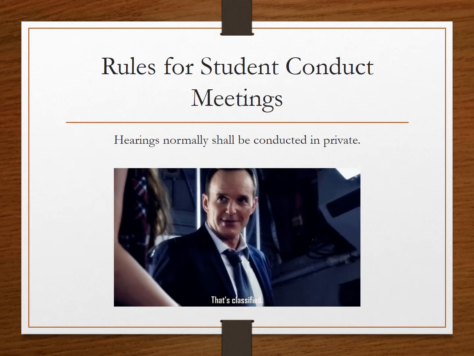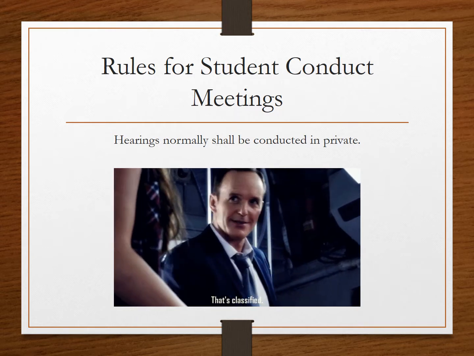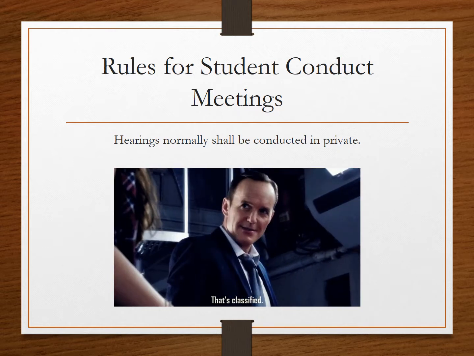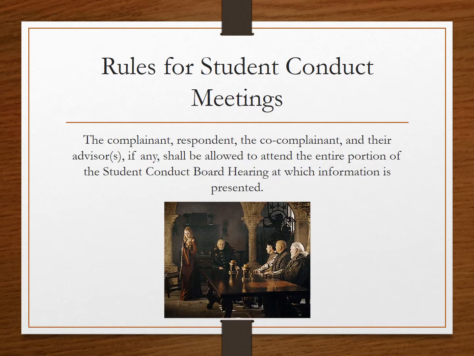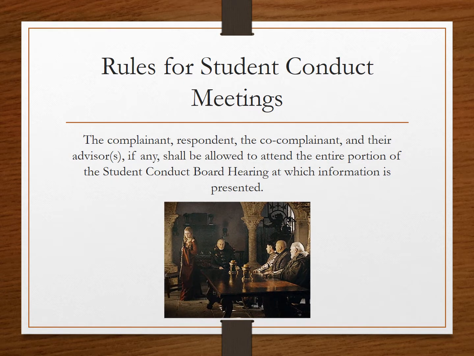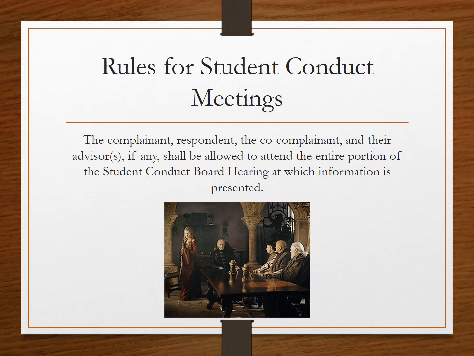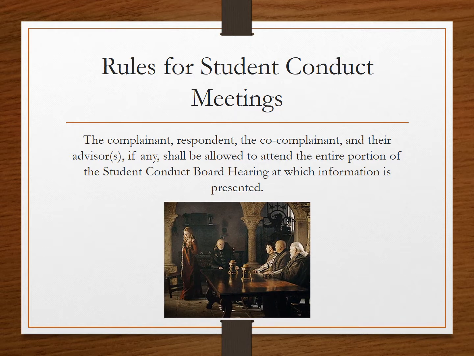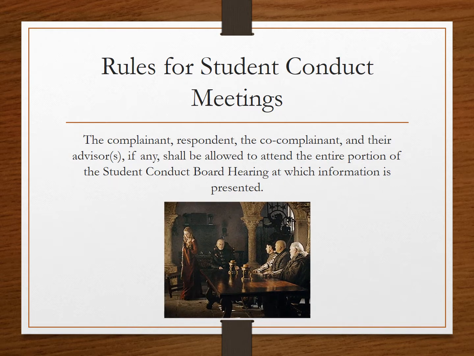This includes you, the hearing officer, the complaining party if there is one, any advisors that you might ask to accompany you, and any witnesses called by you and/or the college. The complainant, respondent, and the co-complainant and any advisors will be allowed to attend the entire portion of the Student Conduct Board hearing at which information is presented. Any witnesses called will only be in the room for the duration of their testimony and will leave promptly after.